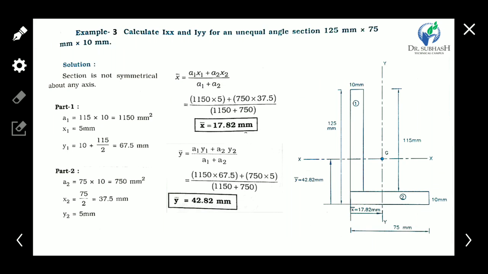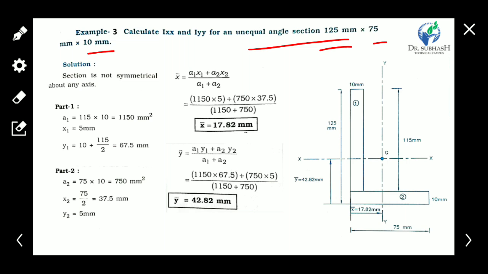Okay, let's see another example. It's an L section. Two elements are there, both are rectangles. So what we have to do is calculate Ixx and Iyy for an unequal angle section, 125 into 75 into thickness 10, as shown in the figure.